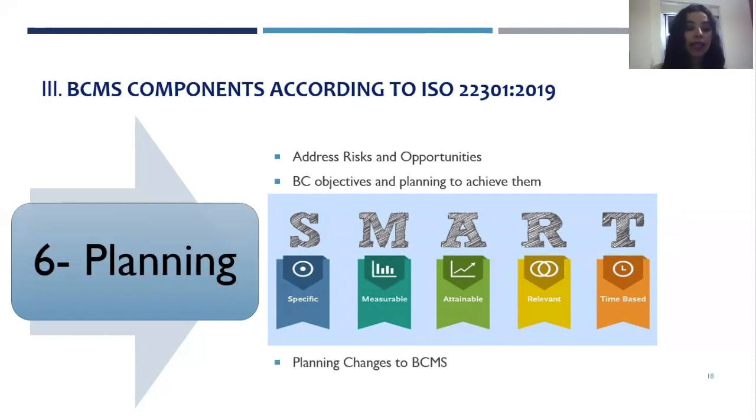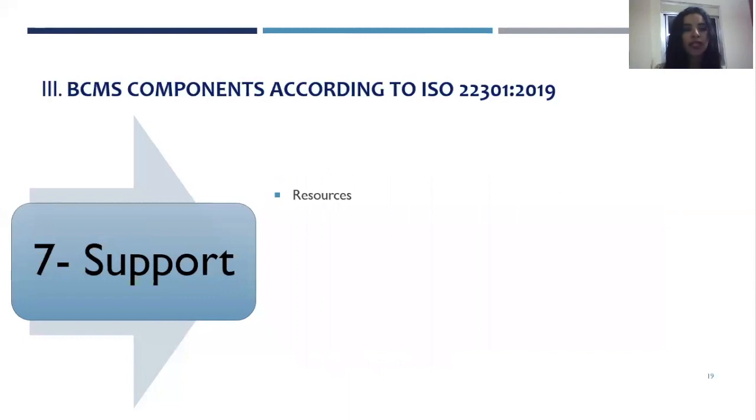The last thing in the planning is planning changes to the business continuity management system. Number 7, the support. The first element of the support is the resources. We are here talking about all types of resources of infrastructure, buildings, apartments, ACs, fire extinguishers, vans, the server room, the components, everything. The competence, here we are talking about our human resources and the importance of training them on the job, training them on the facts related to the business continuity. Awareness, every person should be involved.